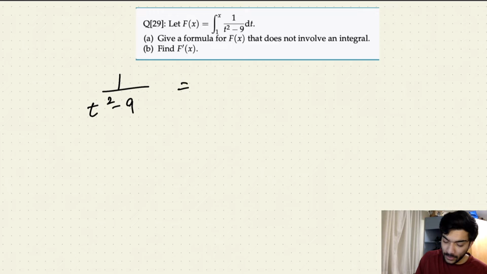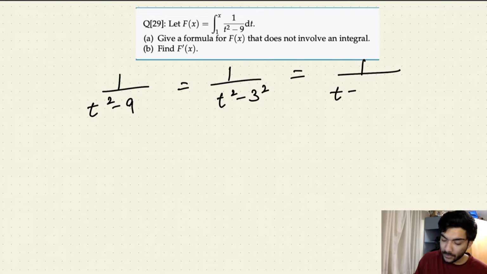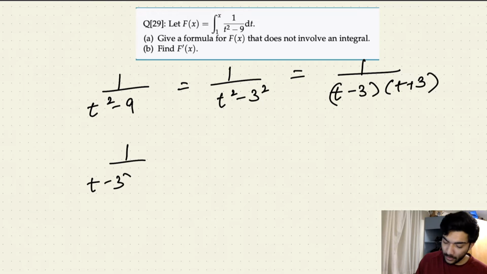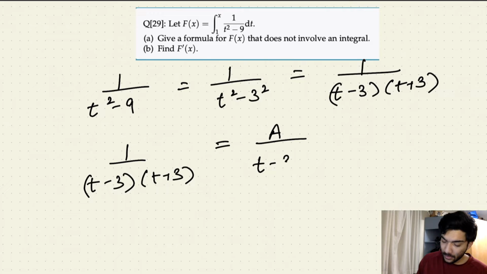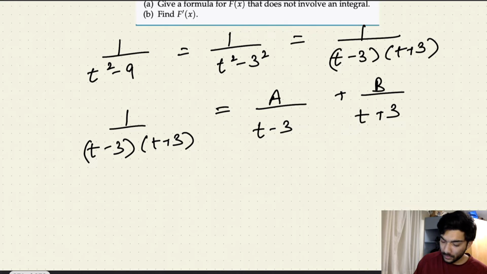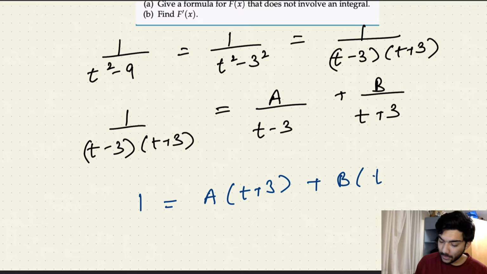So now we know that we can easily write 1 upon t square minus 9 as simply 1 upon t square minus 3 square, which is simply 1 over (t minus 3)(t plus 3), right? And now you can use partial fractions. 1 over (t minus 3)(t plus 3) can be written as A over t minus 3 plus B over t plus 3, and now you can equate the numerators on the left hand side with the right hand side. It would simply be 1 equals A times (t plus 3) plus B times (t minus 3).